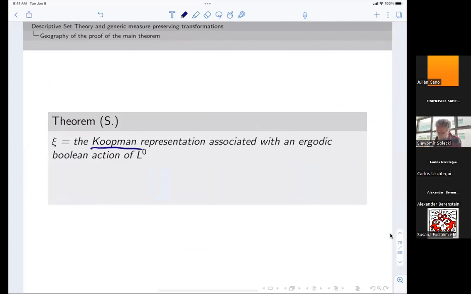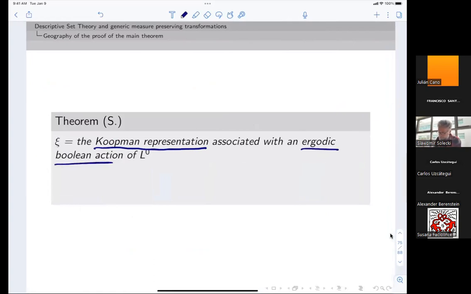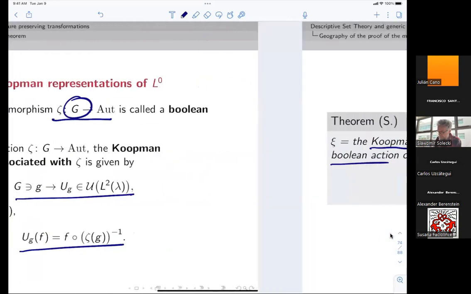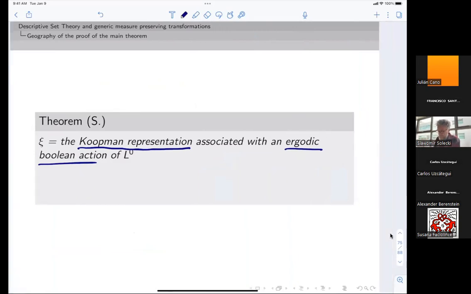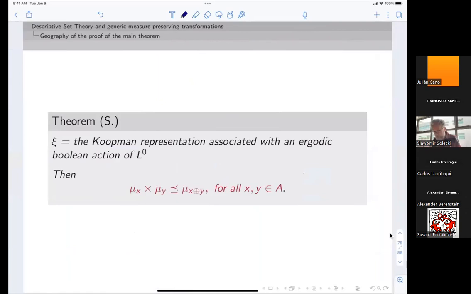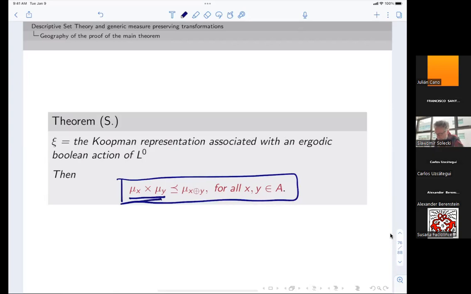Suppose I have this special type of representation associated with an ergodic Boolean action of L0. So on the previous slide, the group here is L0. I assume I have a measure preserving action of L0, and I form the unitary representation out of it using this Koopman trick. What happens then is that for all such c, I have this absolute continuity result. If I form my product externally for x, y coming from the semigroup, and I internally do the sum and compute the measure mu for the sum, this measure here is going to be absolutely continuous with respect to that measure.